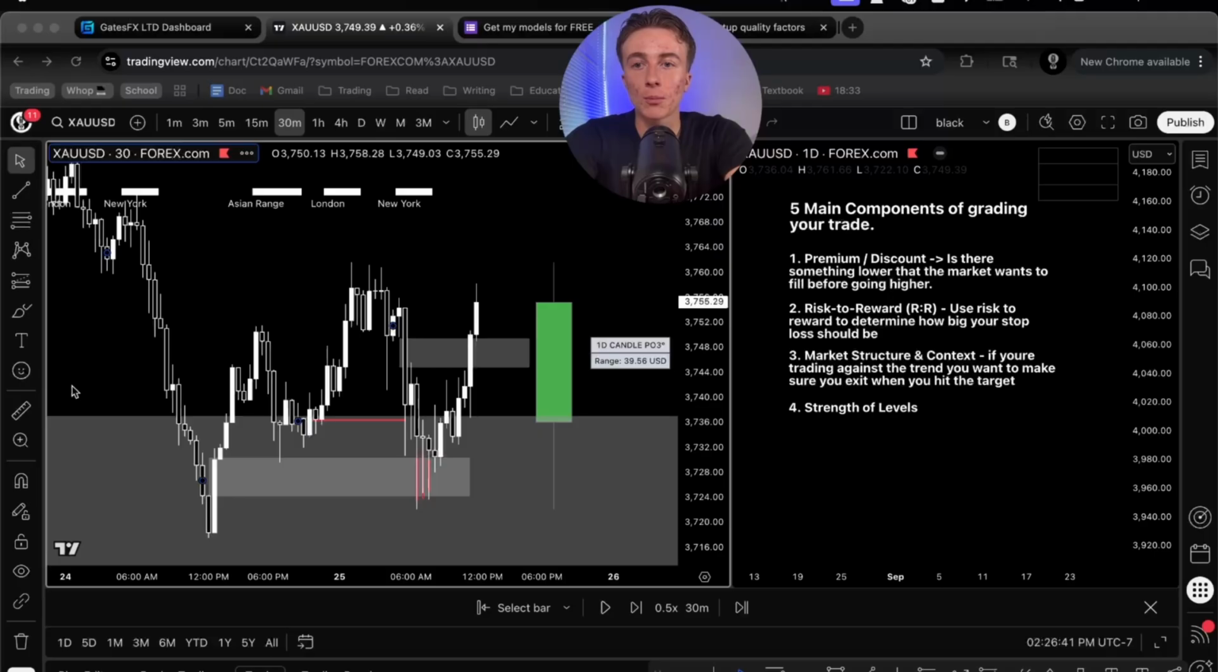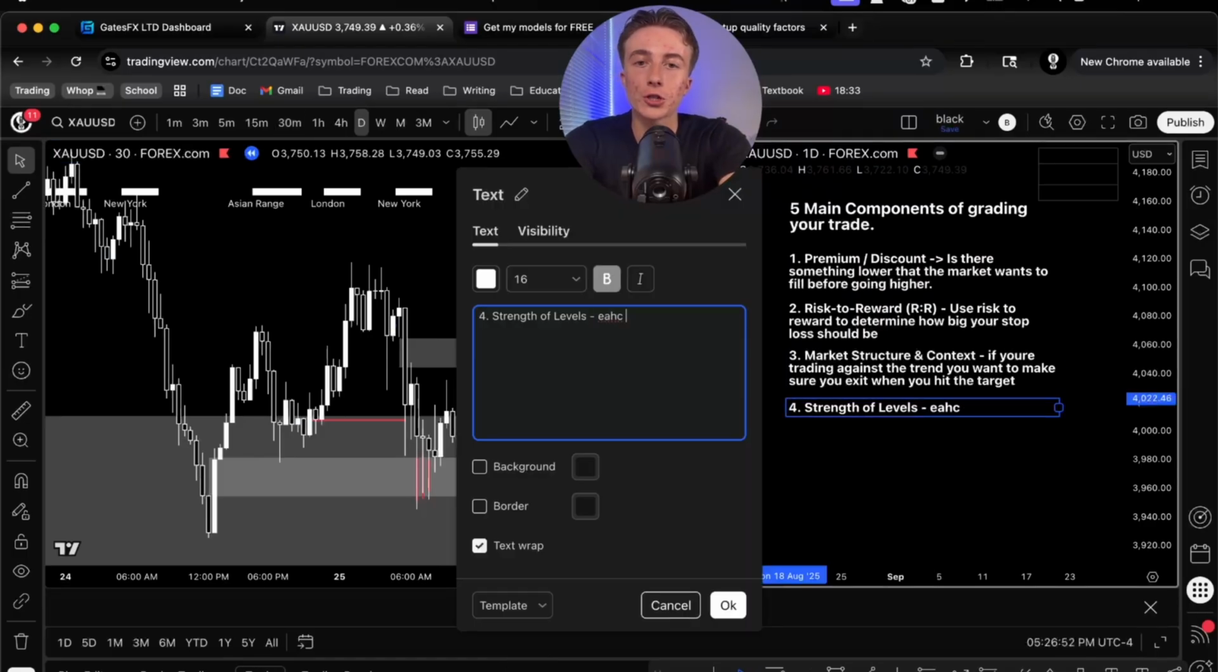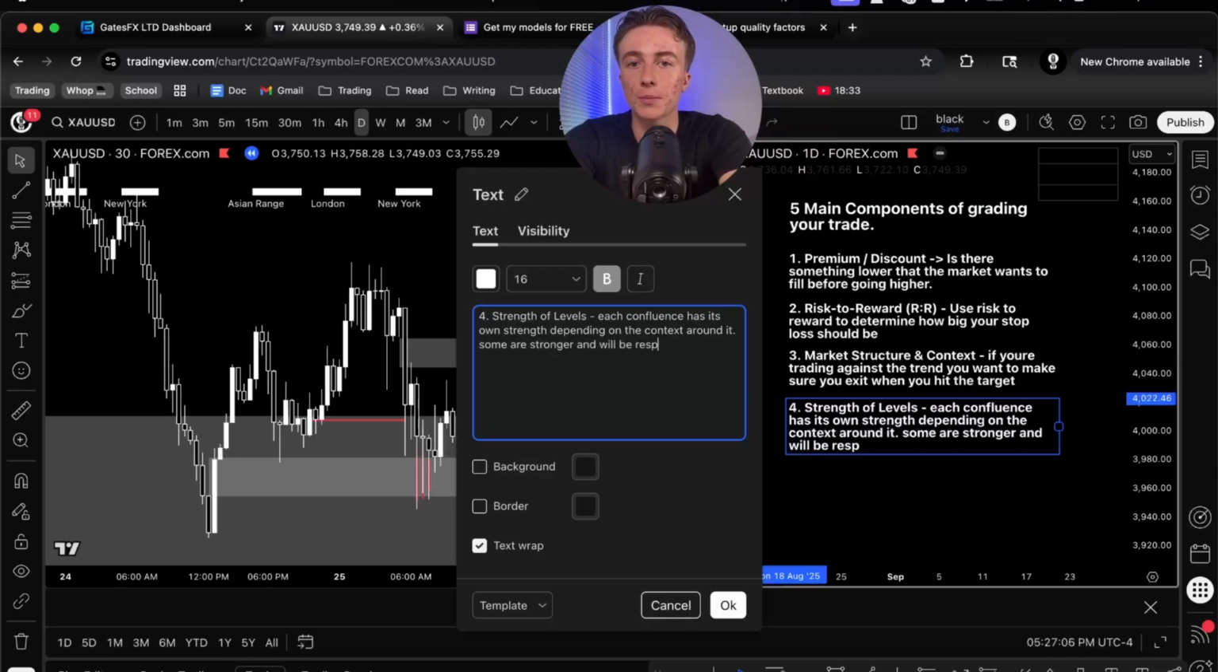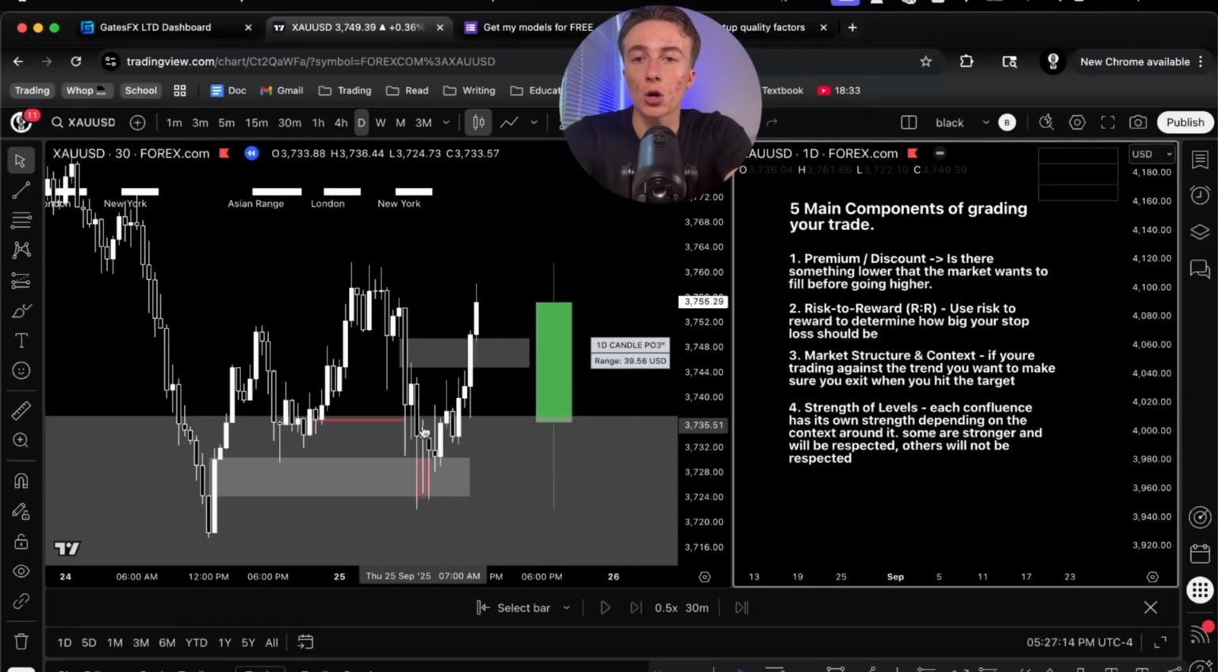So according to your model, make sure that you align it with market structure and context and premium and discount to determine the strength of levels. Each confluence has its own strength depending on the context around it. Some are stronger and will be respected. Others will not be respected. That's what you have to consider, and you have to ask yourself, is this a strong confluence?